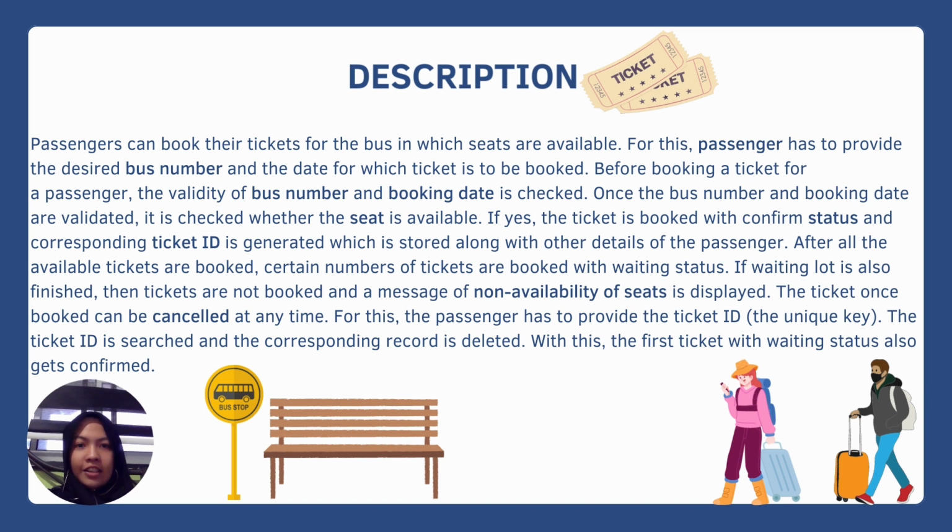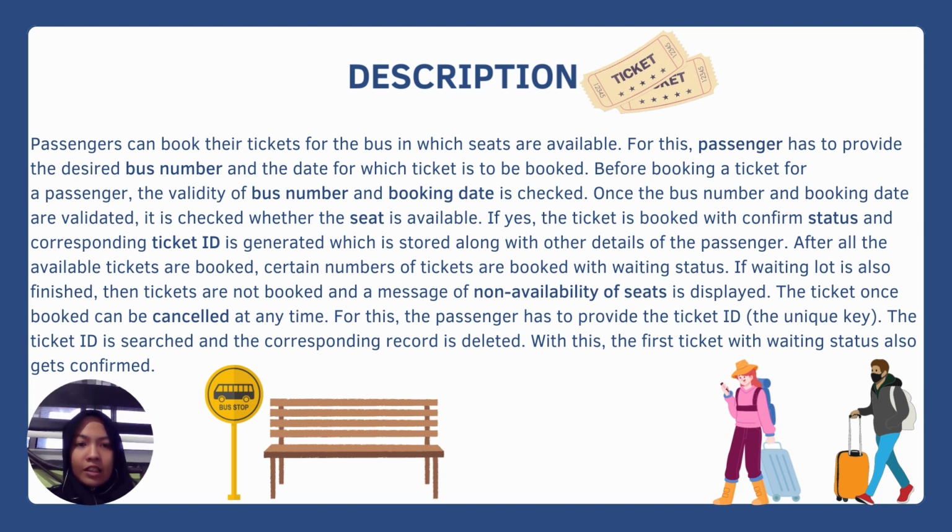Okay, and then here's the description for our project. Passengers can book their tickets for the bus in which seats are available. For this, the passenger has to provide the desired bus number and the date for which the ticket is to be booked. Before booking a ticket for a passenger, the validity of the bus number and booking date is checked. Once the bus number and booking date are validated, it is checked whether the seat is available.